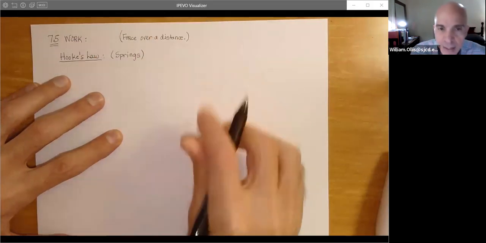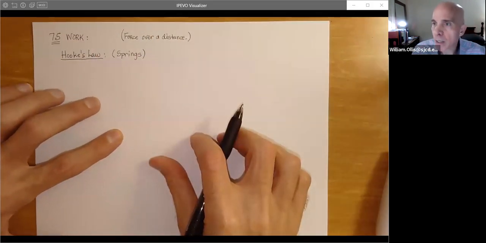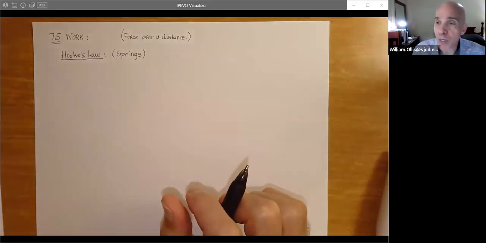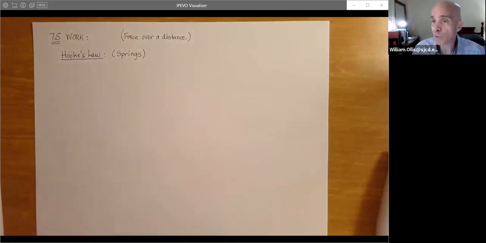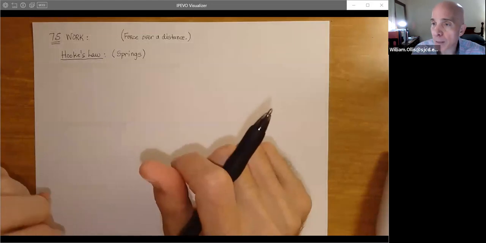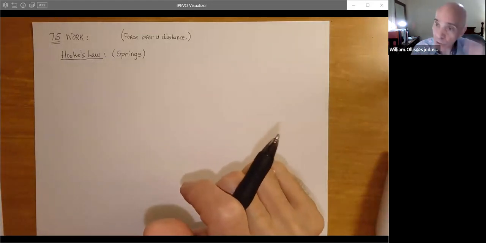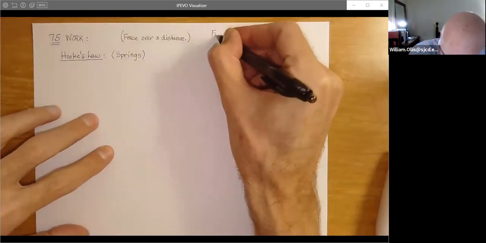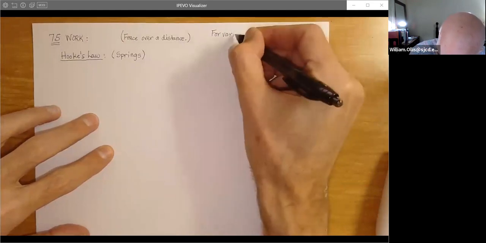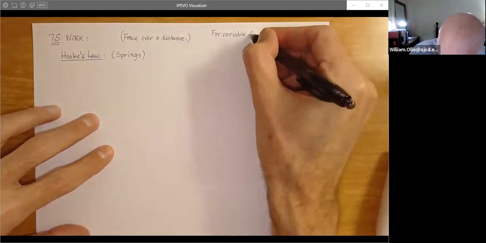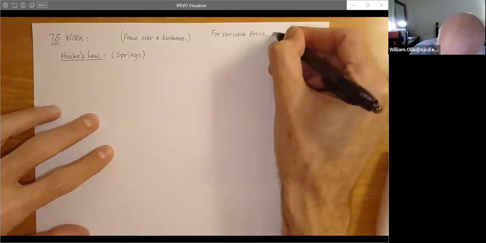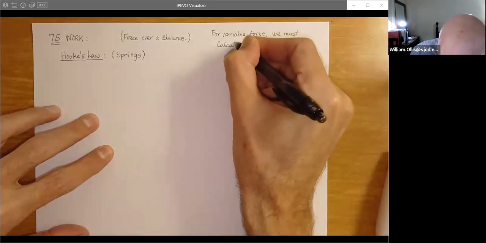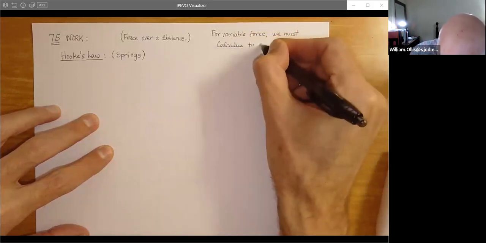So the idea is that when the force is constant, you have much less work to do because it does not vary as the horizontal component, whichever direction you're moving, varies. But in most cases where the calculus is required, you have a variable force. So for variable forces, we must use calculus to compute work.